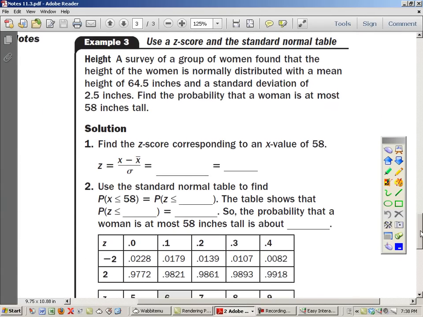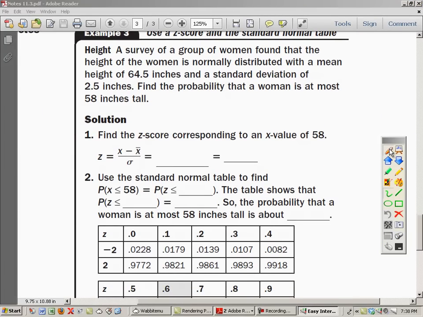All right, let's take a look at a height survey. We have a survey of a group of women, and we find out that the height of this group of women is normally distributed with a mean of 64.5 inches. Now, 60 inches is exactly 5 foot, so 5 foot 4.5 would be the average height of a group of women. Standard deviation is 2.5 inches. Find the probability that a woman is at most 58 inches tall.